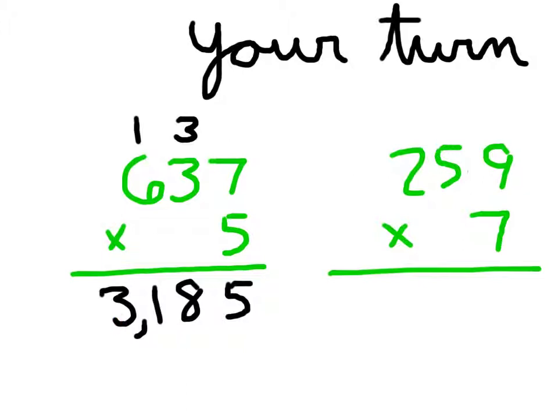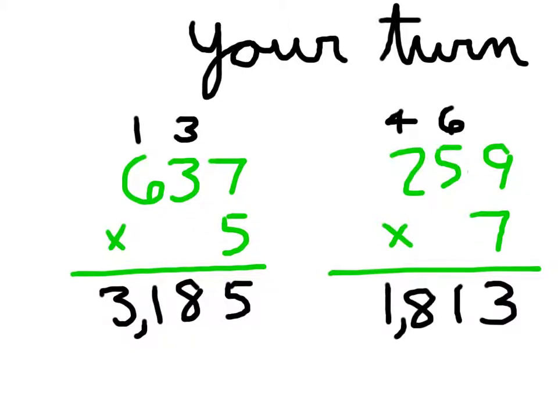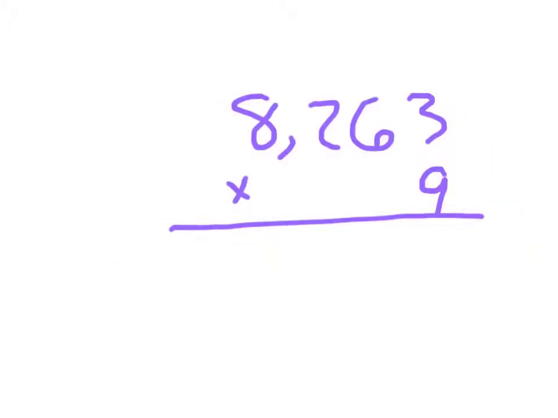So 637 times 5 is 3,185. Read with me. 259 times 7 is 1,813. We'll give you one last problem. I'm just going to show you here.